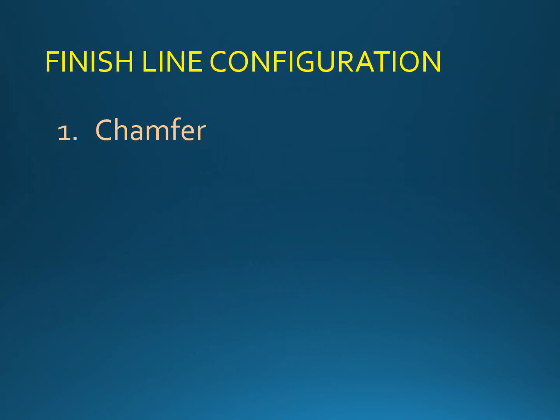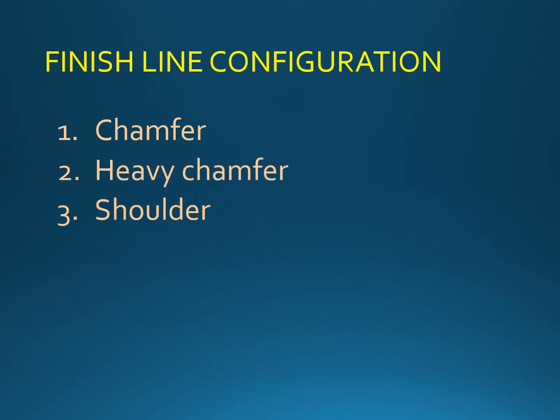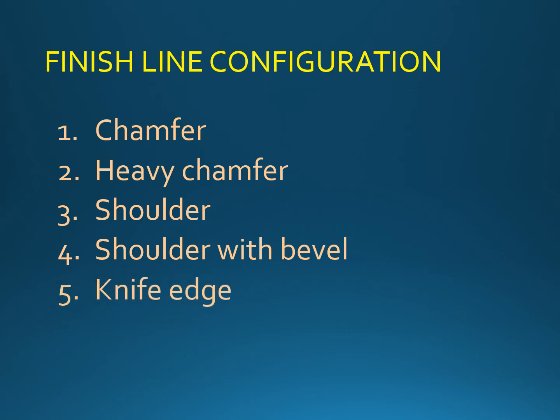So basically, we have different finish line configurations: chamfer, heavy chamfer, shoulder, shoulder with bevel, or knife edge. Briefly, all metal restorations will receive a chamfer finish line, and nowadays we have all ceramic restorations also receiving chamfer finish lines. Heavy chamfer again is a finish line which we give for all ceramic restorations like zirconia or Emax crowns.